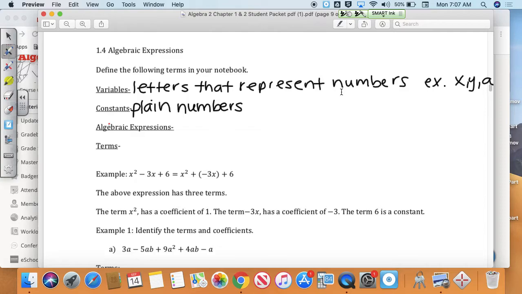For example, -1 is a constant number. 3 is a constant number, and so on. Any plain number with no variable is a constant number. Algebraic expressions are math sentences that involve variables, constants, and then operations. So let me write that down.